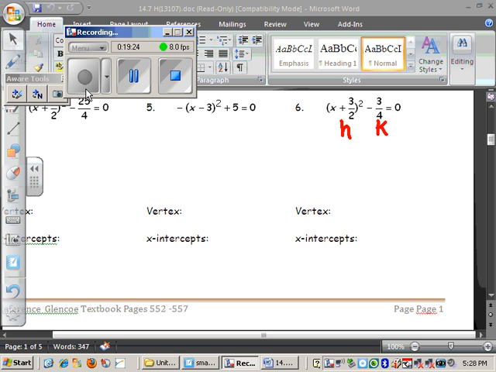I'm sorry, we're going to go back and do 5 at this time. We're going to start off by subtracting 5 from both sides, just like we did before. And we'll have negative x minus 3 squared, and that's going to equal negative 5.